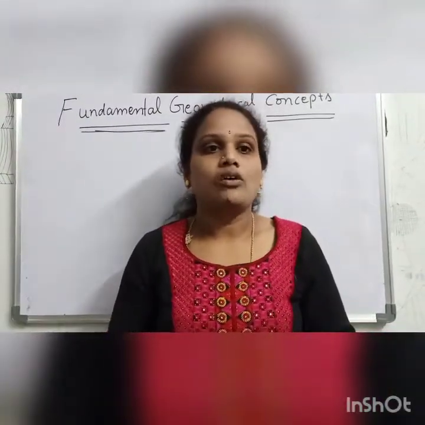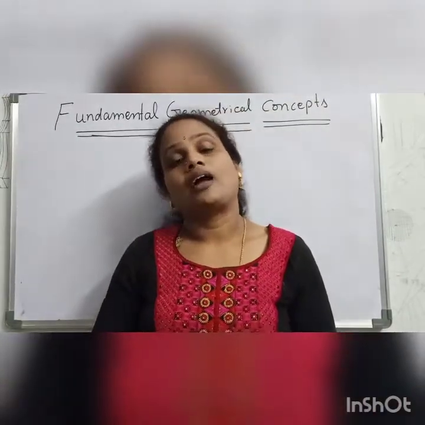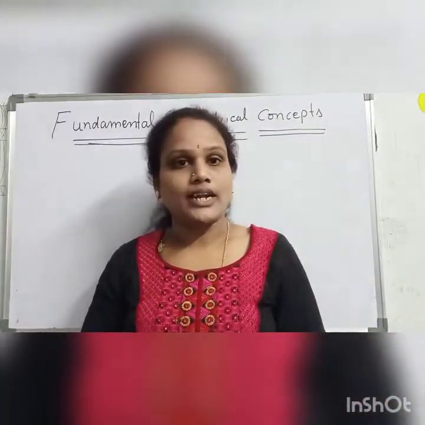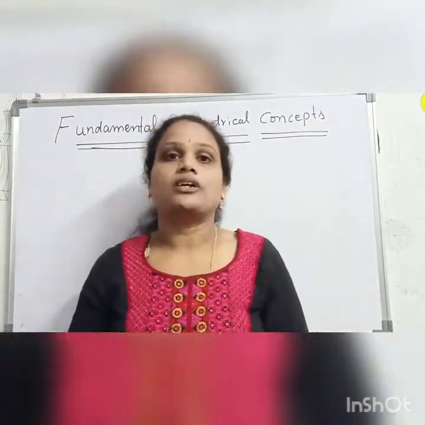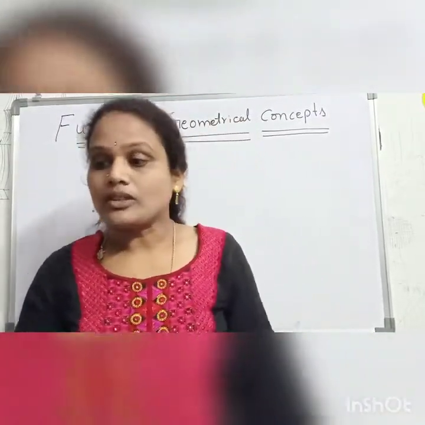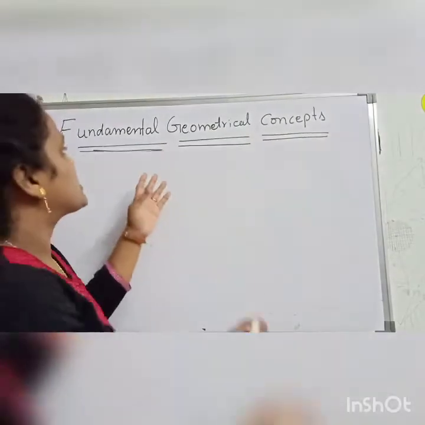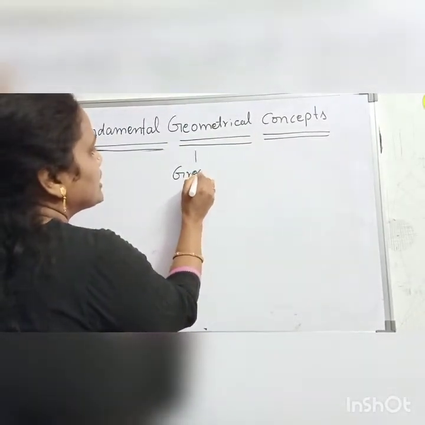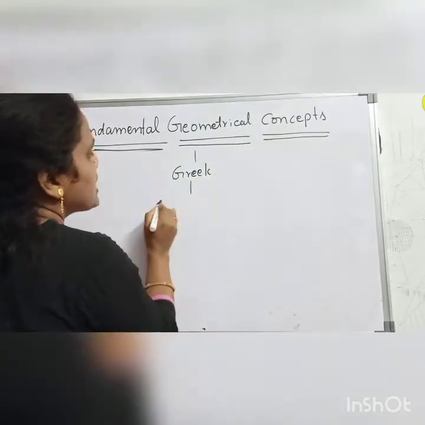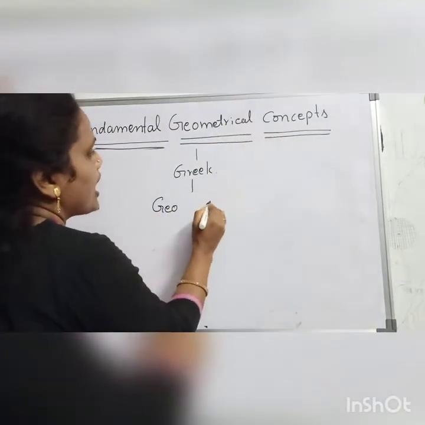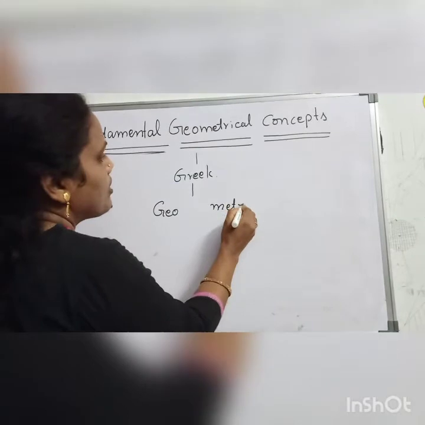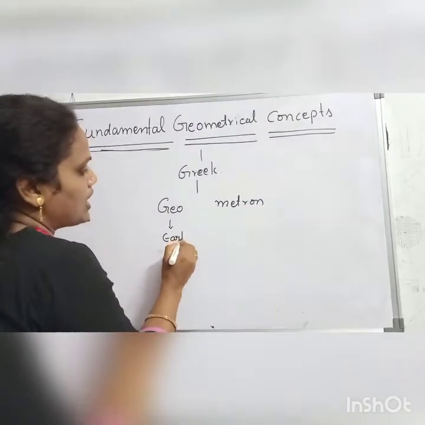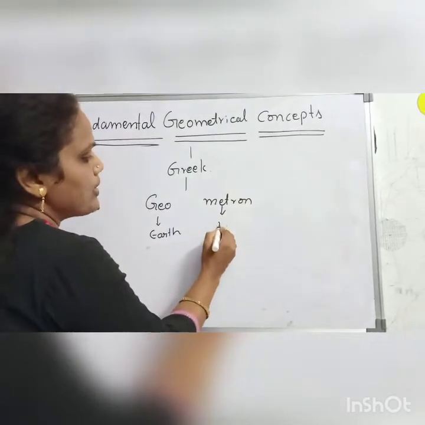These geometrical concepts were used by people in ancient days also. In the ancient days, geometry was used to measure the earth. That's why the word geometry came from two Greek words, geo and metron. Geo means earth, and metron means measurement.